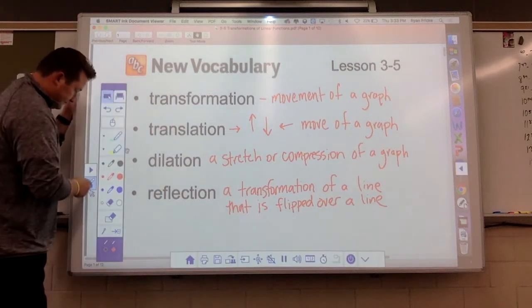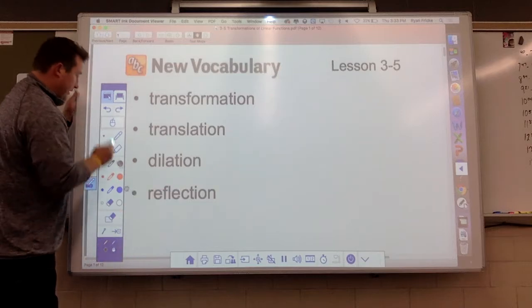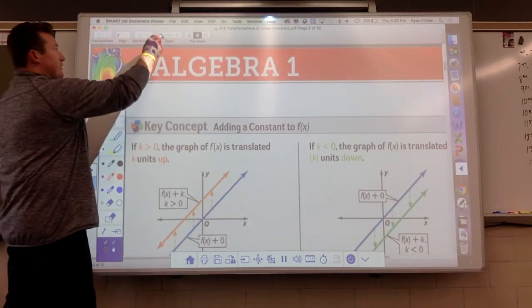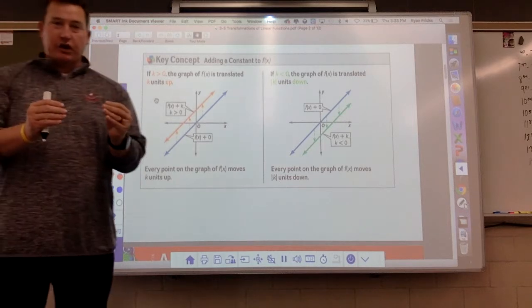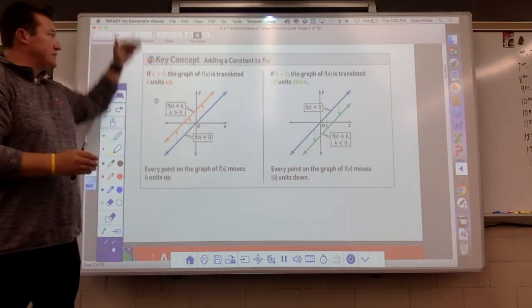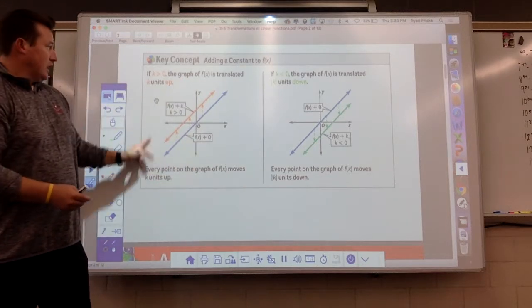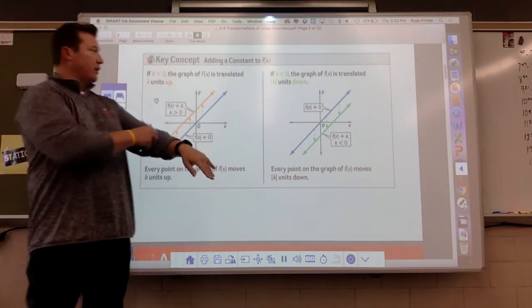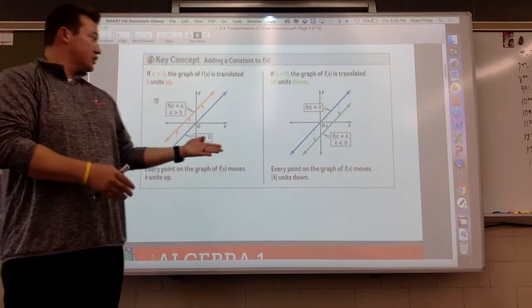Let's take a look at it. There we go. Probably don't need to be zoomed in as much. Okay, so we're going to start off basic with our up-down moves. Again, these are your cheat sheets. Our up and down moves, guys, are controlled by a number at the end of a function.